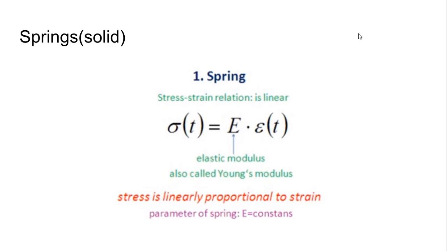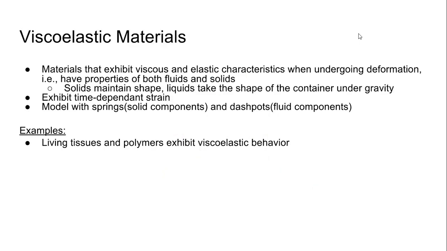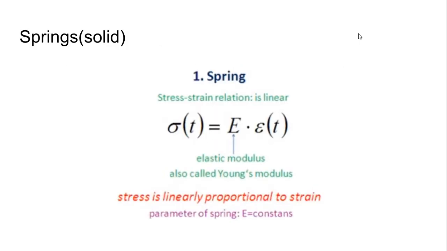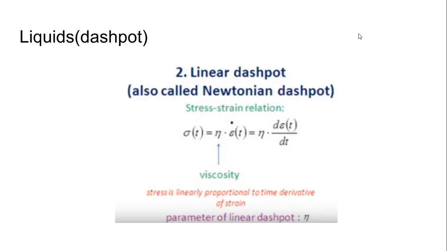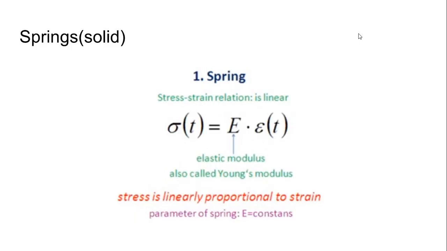So the way we create these models is we have different springs. For example, we use springs to represent the solid-like properties, and we use dashpots to represent the liquid-like properties, right? In terms of a spring, if you think about the stress and strain curve, stress is equal to the Young's modulus times the strain, right?